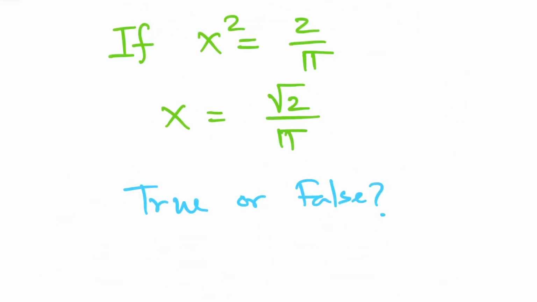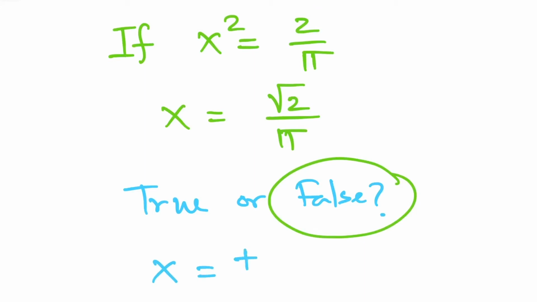x squared equals 2 over pi. x is equal to square root of 2 over pi. Is it true or false? I'll give you 10 seconds to think about the problem. So the answer is actually false, okay? And I have made 2 silly mistakes.